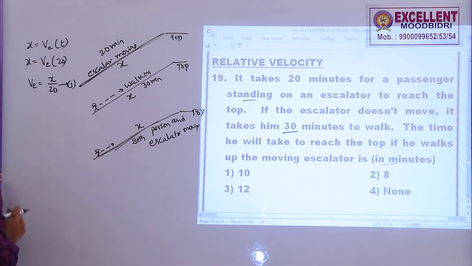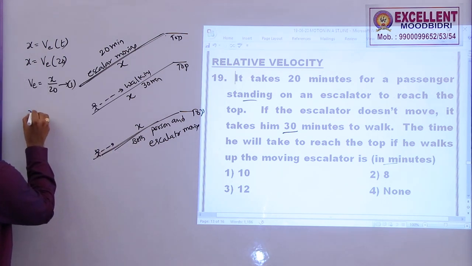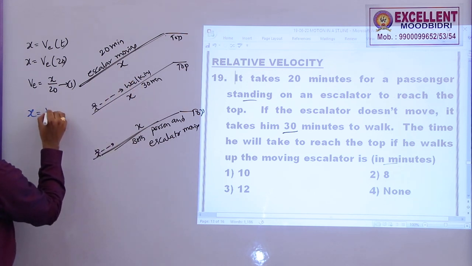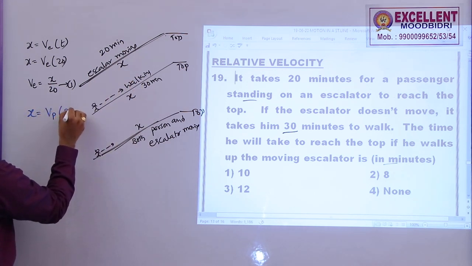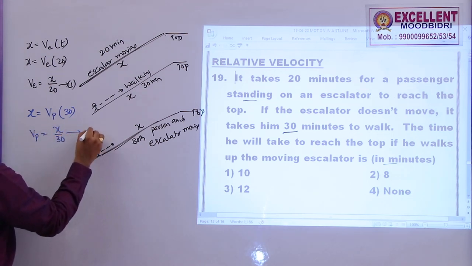Now, in the second case, the person is walking, so he is traveling only the x distance. Velocity of person into 30 minutes. So, what is the velocity of the person? x by 30, this is equation 2.